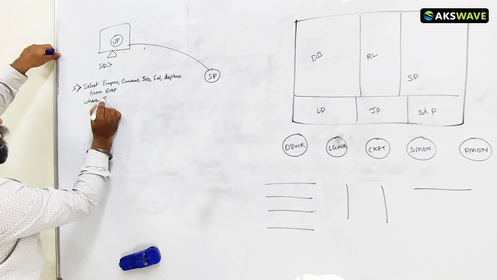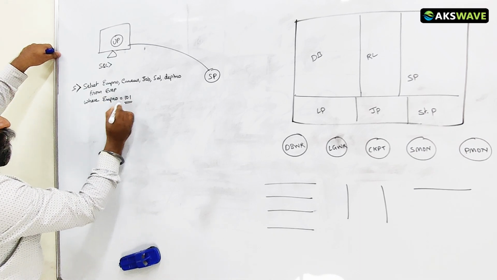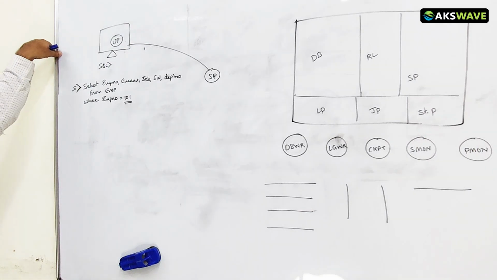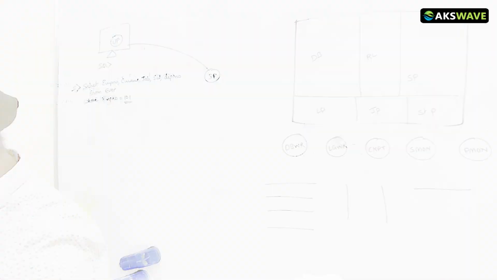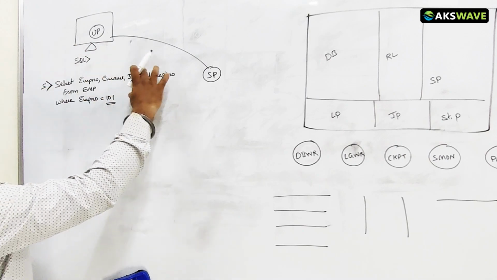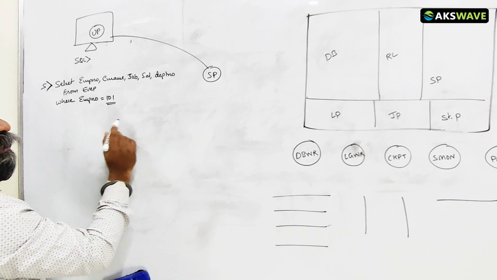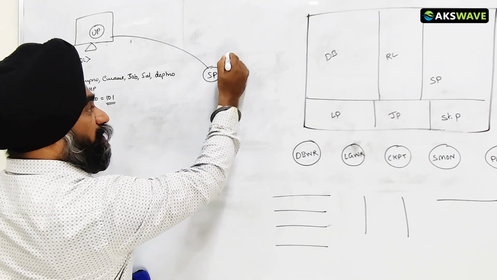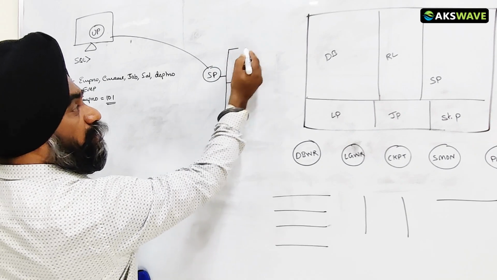I'll use employee number as 101. This is the query we are submitting here. When you submit the statement, what happens? Your user process will take the statement and give it to whom? Server process. Now the server process will take the statement and go through how many stages? Three stages. What are those?